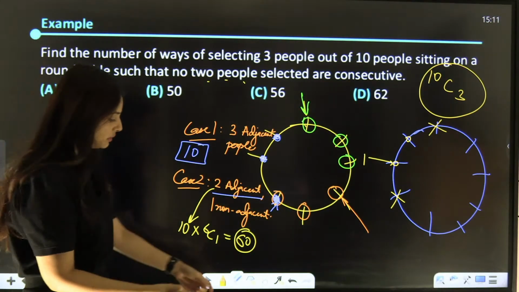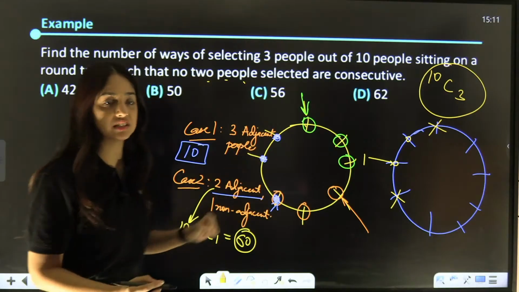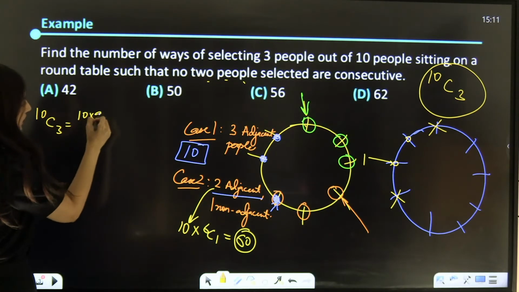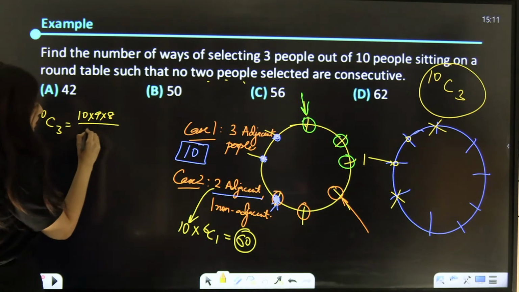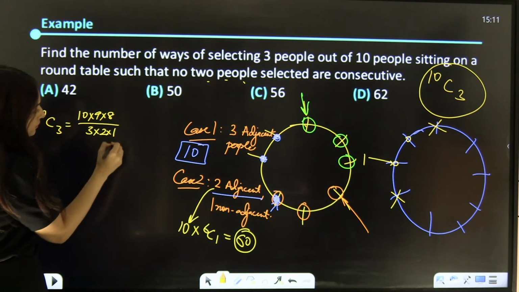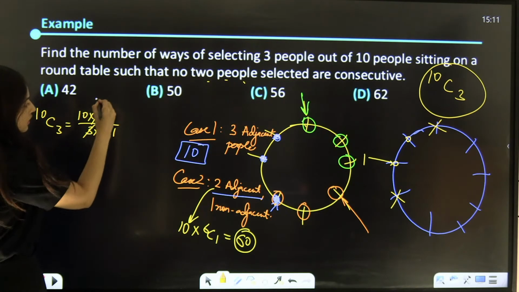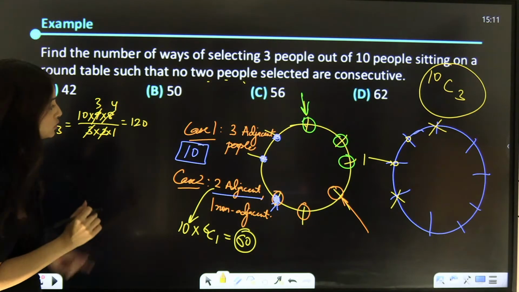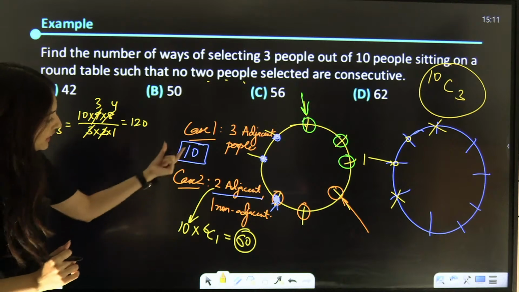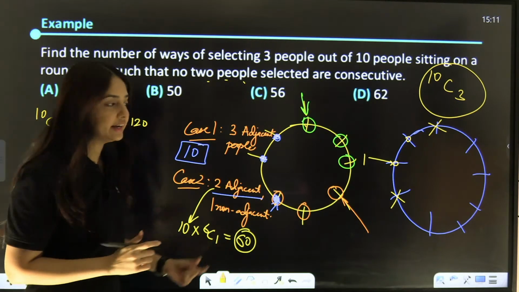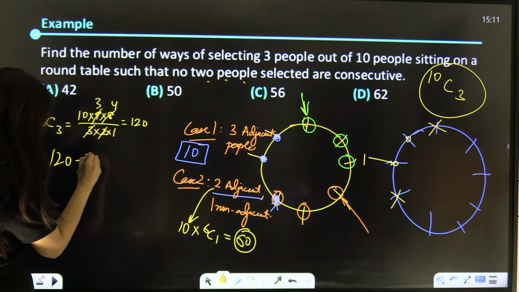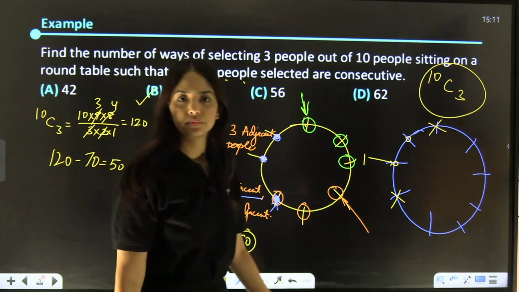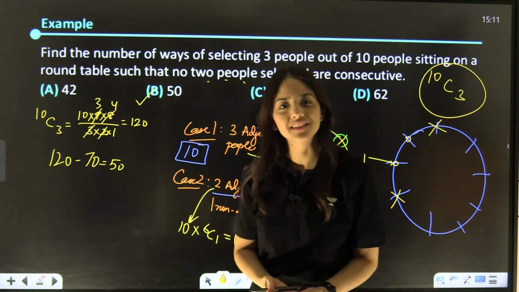Now our original total number of cases. The total number of cases that we had was 10C3. 10C3 is equal to 10 into 9 into 8 divided by 3 into 2 into 1. So this comes out to be 120. Out of these 120, we have to remove 10 plus 60, that is 70. So the final answer is 120 minus 70 equals 50. Same answer, of course, the same answer. That's the whole point, right?